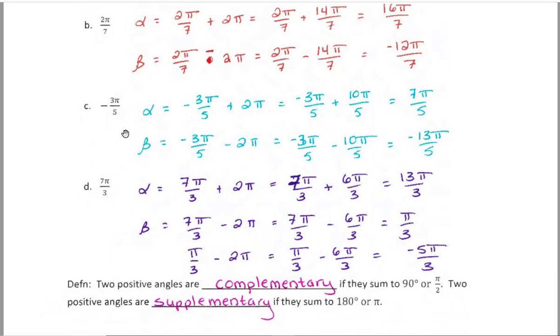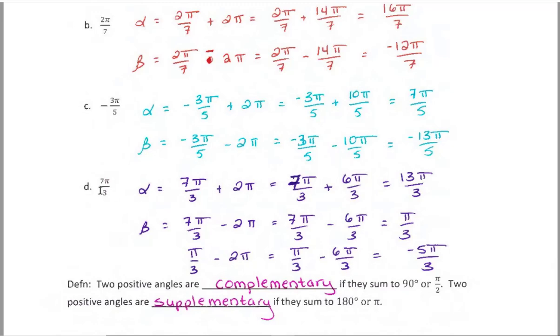To find my coterminal angles for negative 3 pi over 5, I can add 2 pi. Negative 3 pi over 5 plus 10 pi over 5 would give me 7 pi over 5. Well, what would have happened if we added 2 pi and we still got a negative? What would we do to get a positive coterminal angle? Add 2 pi again. And you can just keep adding 2 pi until you get a positive coterminal angle. And the same thing, you can keep subtracting 2 pi until you get a negative coterminal angle. So beta will be that negative 3 pi over 5 minus 2 pi, which gives me negative 13 pi over 5.